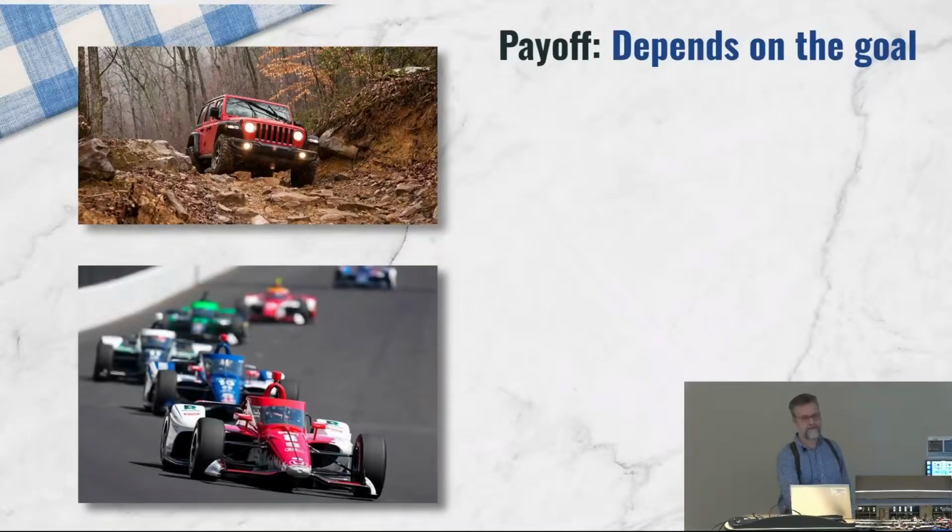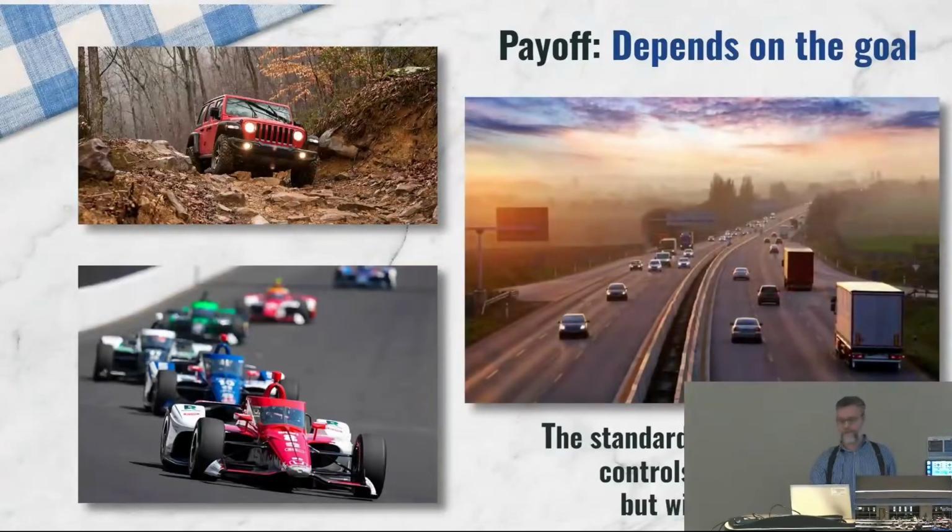On the other hand, this is a very restricted car. Round and round we go. It can go very, very fast, but it can't go anywhere it wants. Depends on your payoff. And so we find a middle ground in our common society. The standardized road designs control movement, but with payoff. You're flexible, but you got to obey the rules.